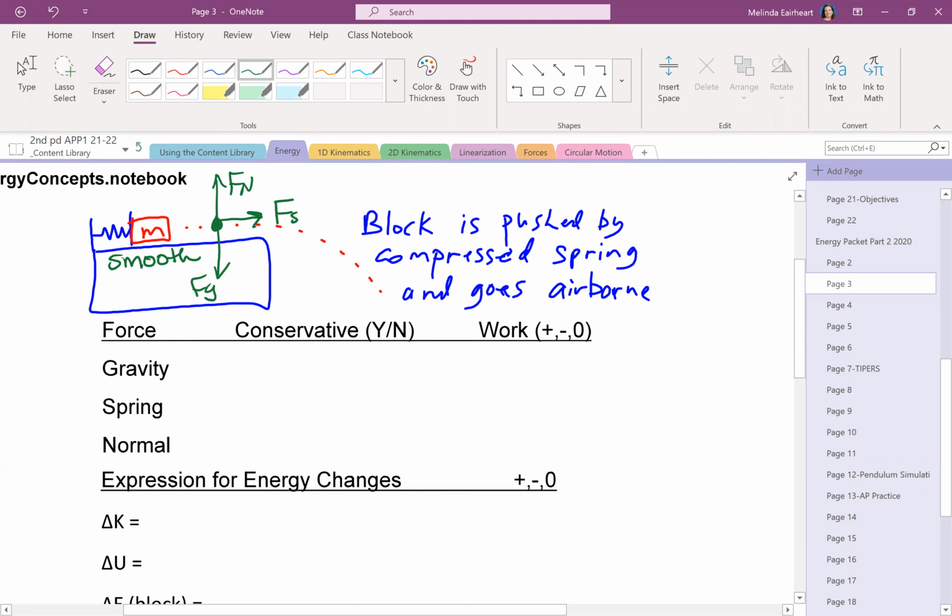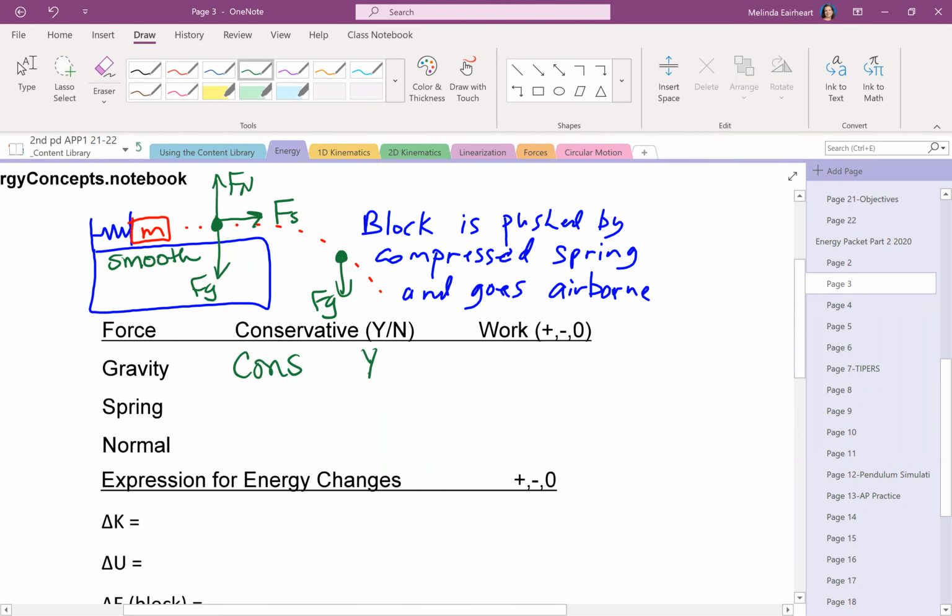But then when it's mid-air, and we're answering all these questions from the very beginning to the very end, by the way, mid-air I need to consider, well, we still have gravity. Is the spring pushing on it anymore? Is the table pushing on it anymore? So it's just gravity, neglect air resistance. All right, who's conservative and who's not? What about gravity?